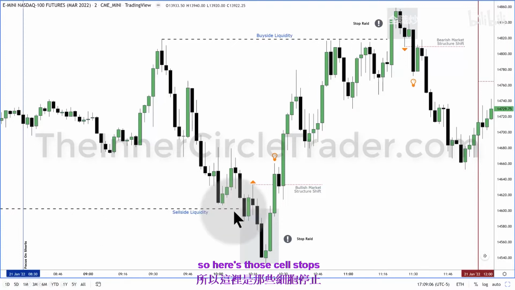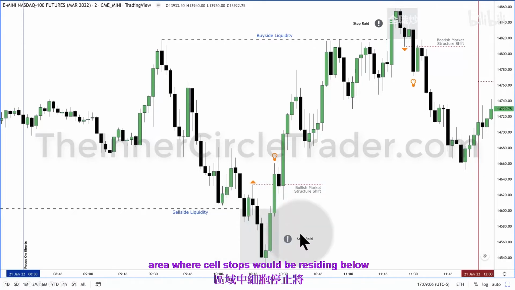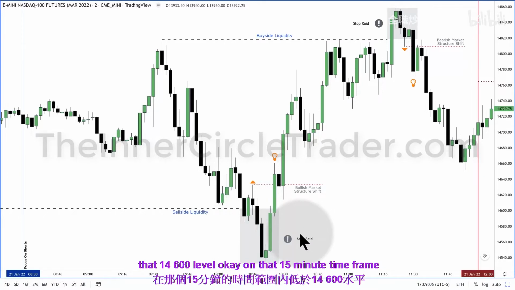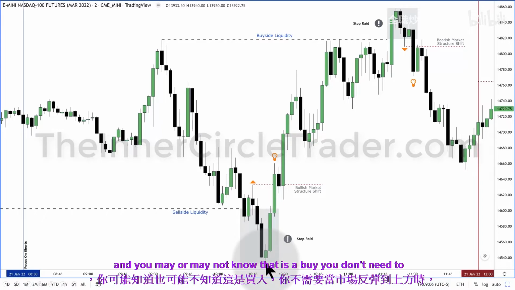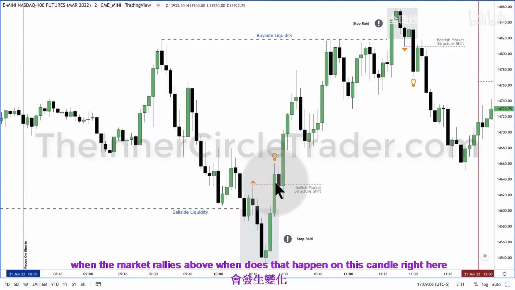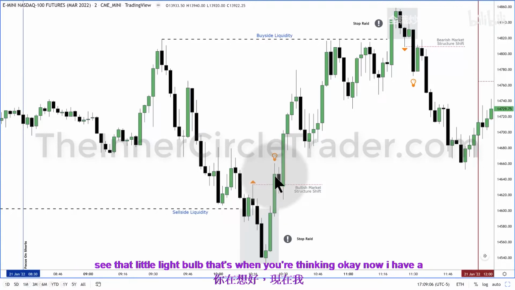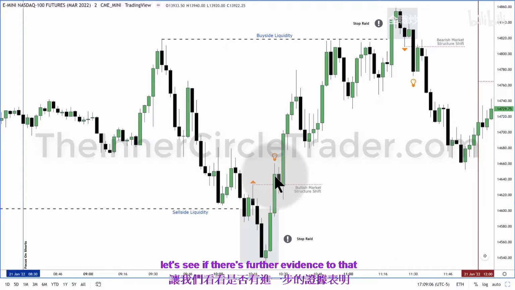So here's those sell stops. This little area here that's shaded in is an area where sell stops would be residing below that 14,600 level on that 15-minute time frame. So the market dove into that liquidity, and you may or may not know that is a buy. You don't need to. You anticipate a shift in market structure. When the market rallies above, when does that happen? On this candle right here. See that little light bulb? That's when you're thinking, okay, now I have a condition in the marketplace that I might see an opportunity intraday. Let's see if there's further evidence to that.